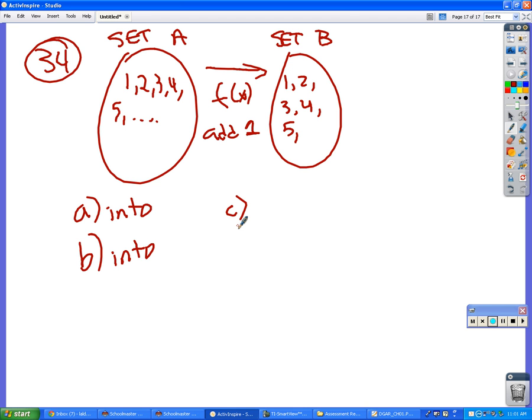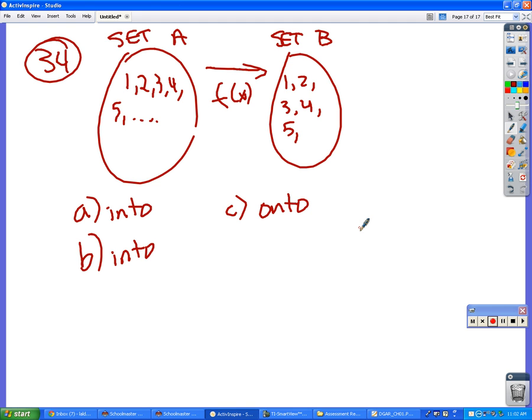Okay, function h maps every number onto itself. So that means if I take 1 and put it in the machine, I get 1 as an answer. If I take 2, I get 2. 3, I get 3. Correct. So that's going to be onto because every single number in this set is going to be used.